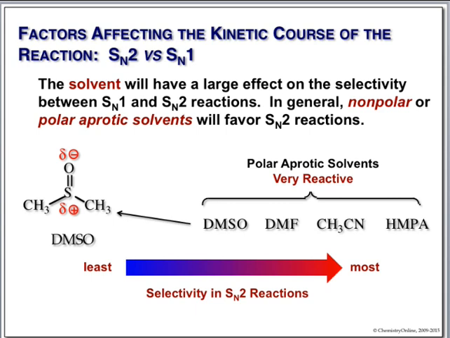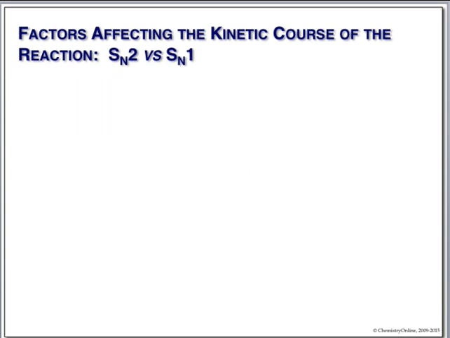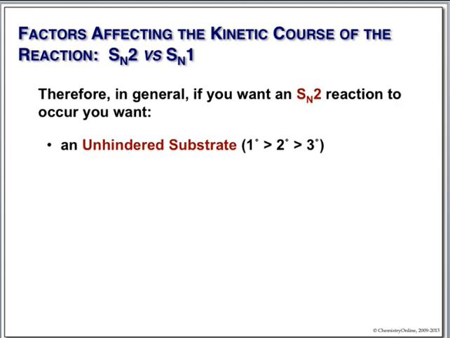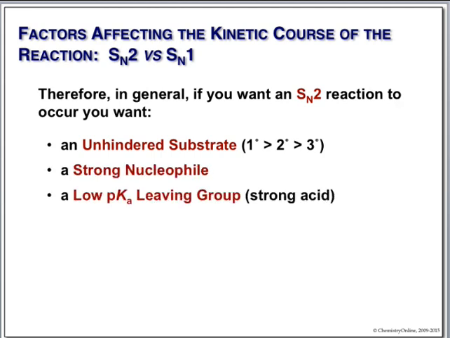This is DMSO, sulfur oxygen. Well, this could be a double bond or a single bond. Partial negative, partial positive, that's a polar aprotic solvent. Again, very, very good at dissolving things and at promoting SN2. Magic solvents. So, if you want an SN2, you want primary, you want a strong nucleophile, you want a low pKa leaving group, and a magic solvent.